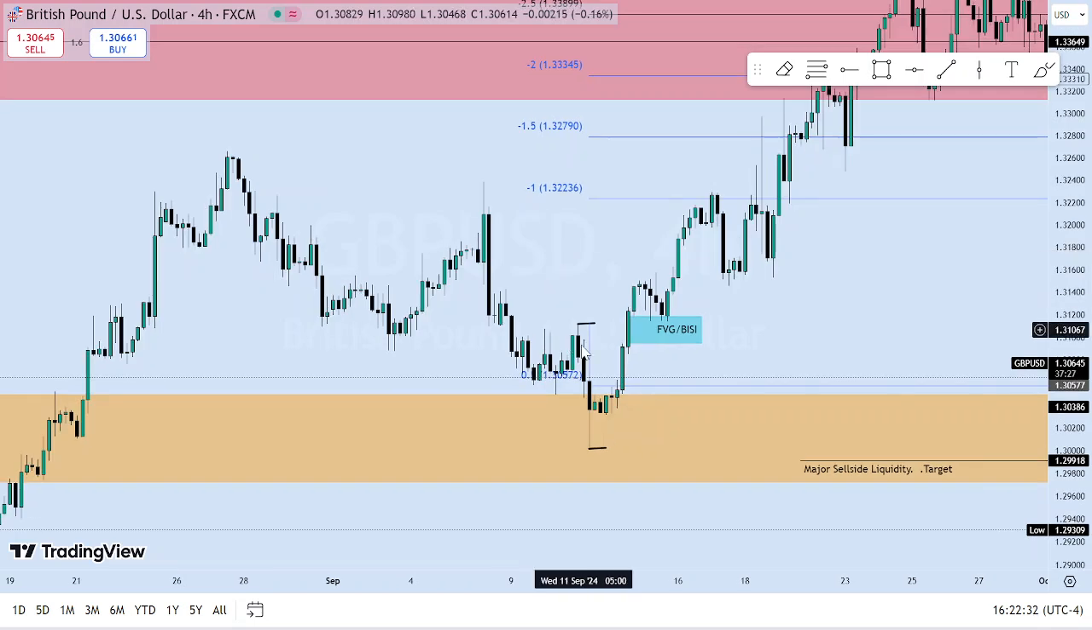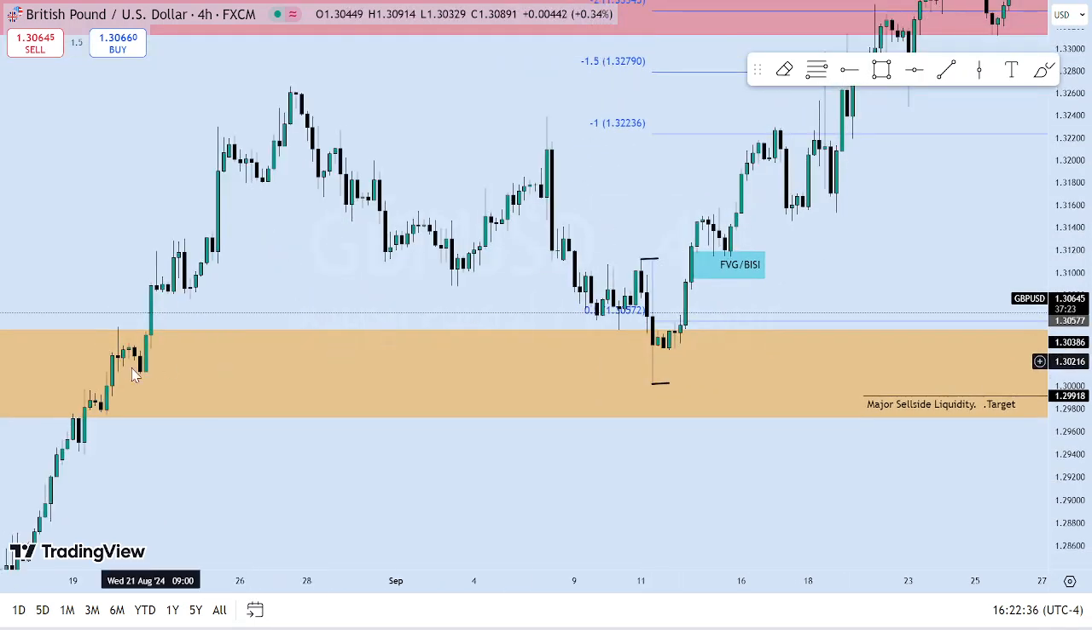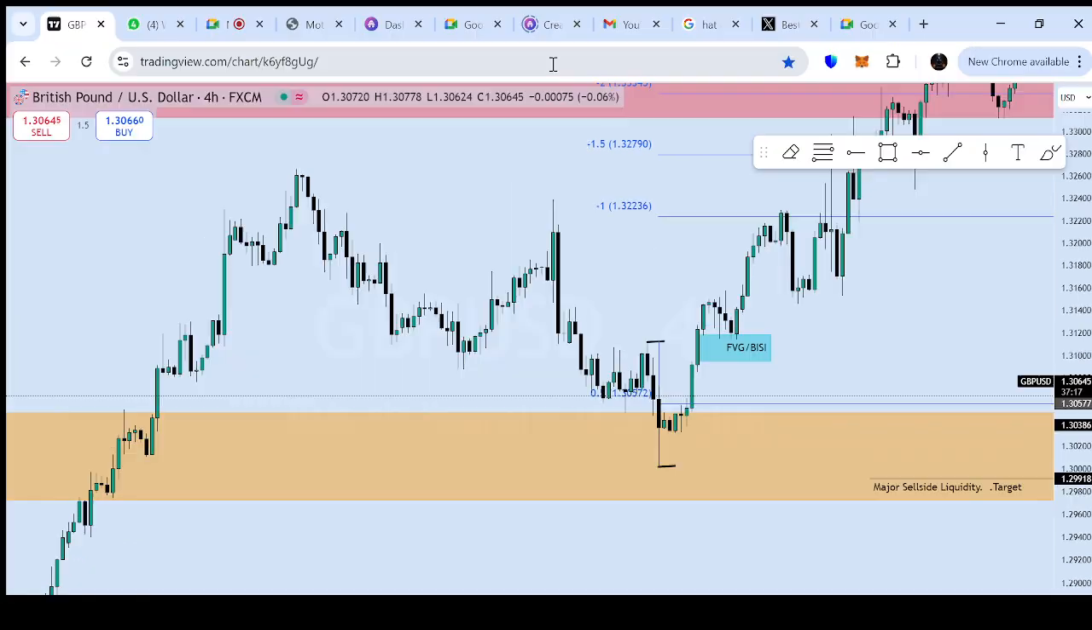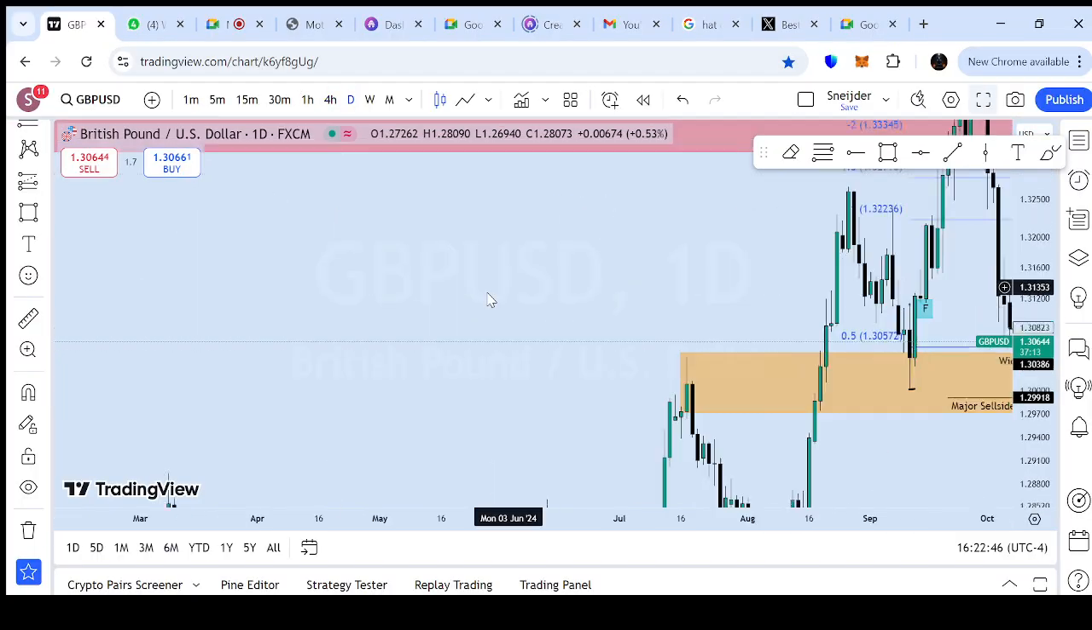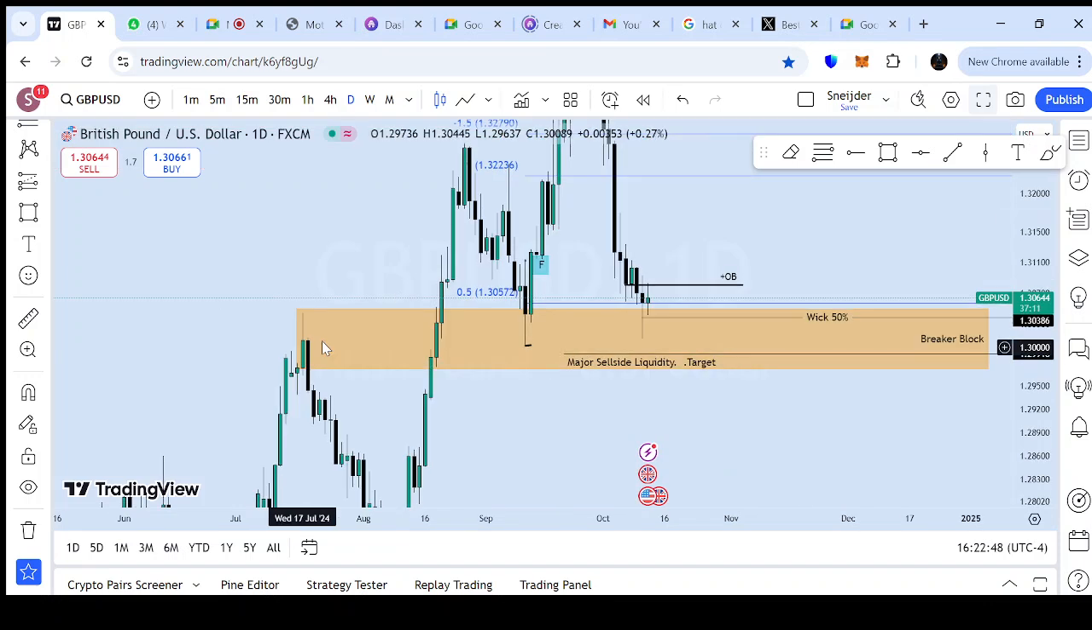Let's use here as an example. We can see we took out a low here. We deliver into, let's go to a higher time frame so you can see it well, daily here in 4 hour. Here is our breaker in daily. So we deliver into it.